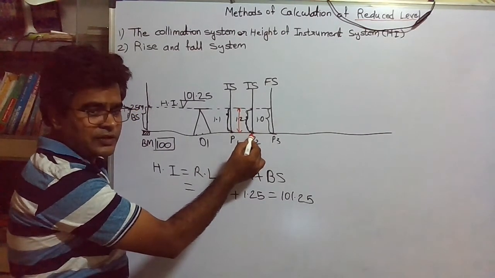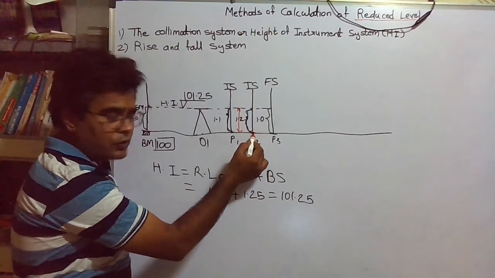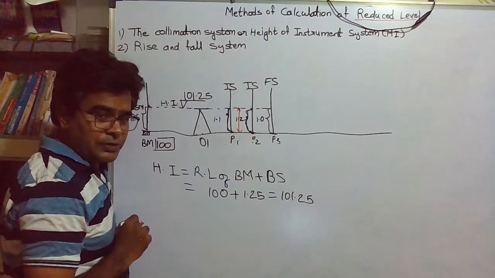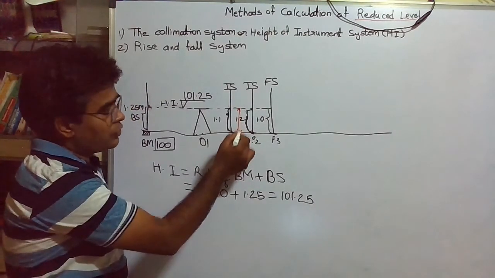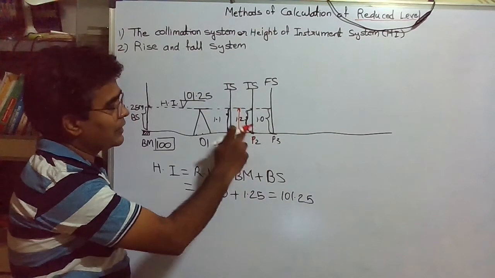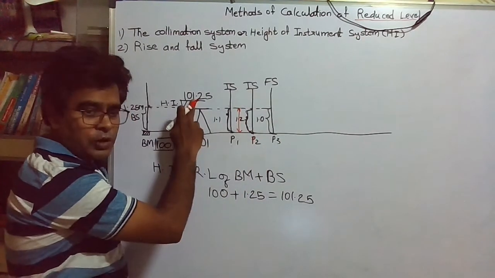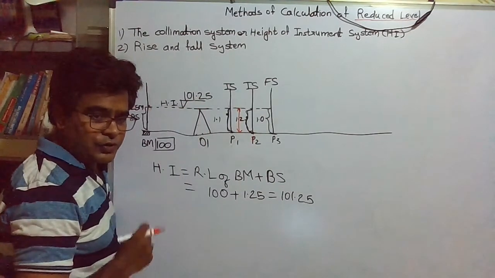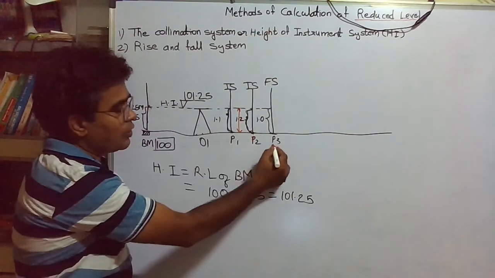What does the star reading give us? The star reading gives us the distance of that point on the ground up to this line of collimation. What is this 1.2 meter? So how can we get this reading? The RL of P2, we can find it out by subtracting this reading of 1.2 from 101.25, that is the height of instrument.